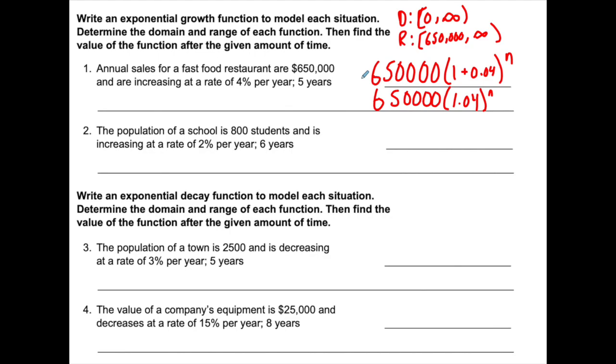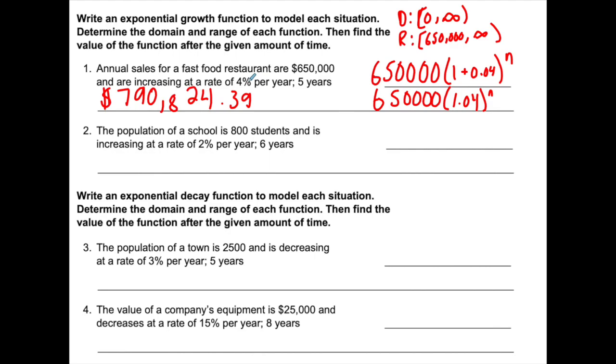And what I get after 5 years is 790,824.39. So it's a pretty significant increase. In only 5 years, you're making almost 150,000 more per year. It's pretty significant. That's a lot of money.